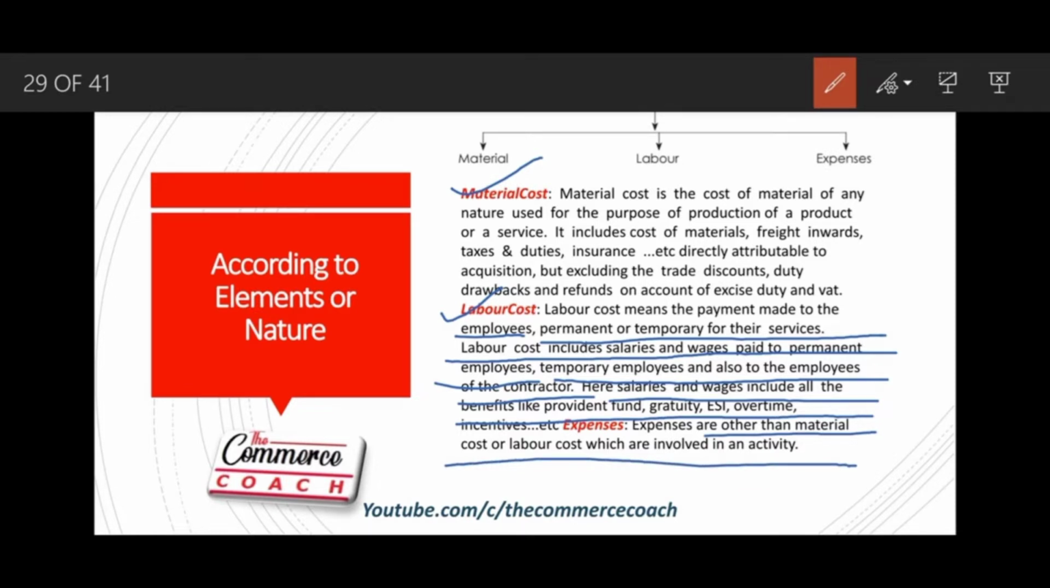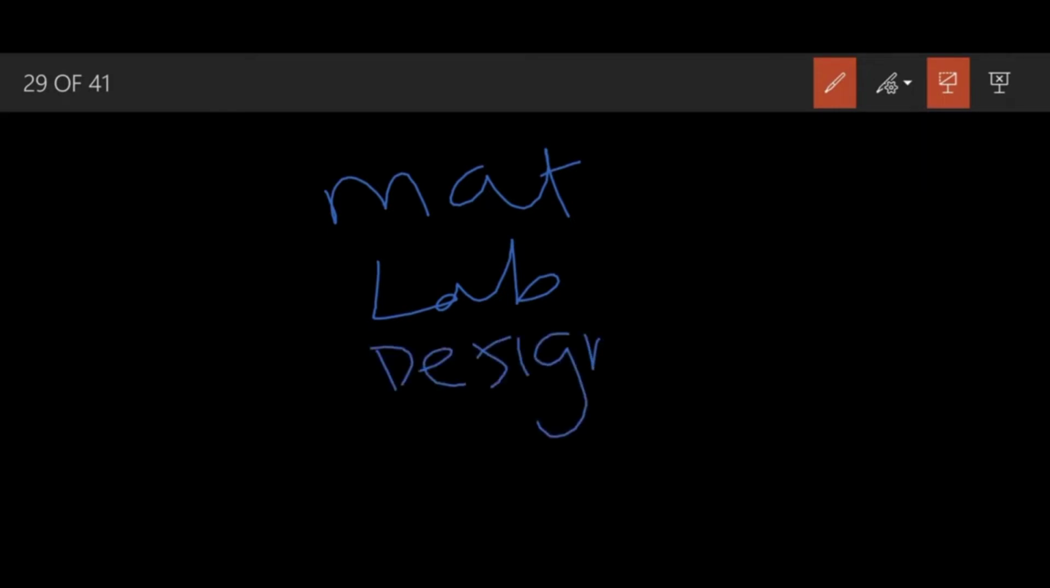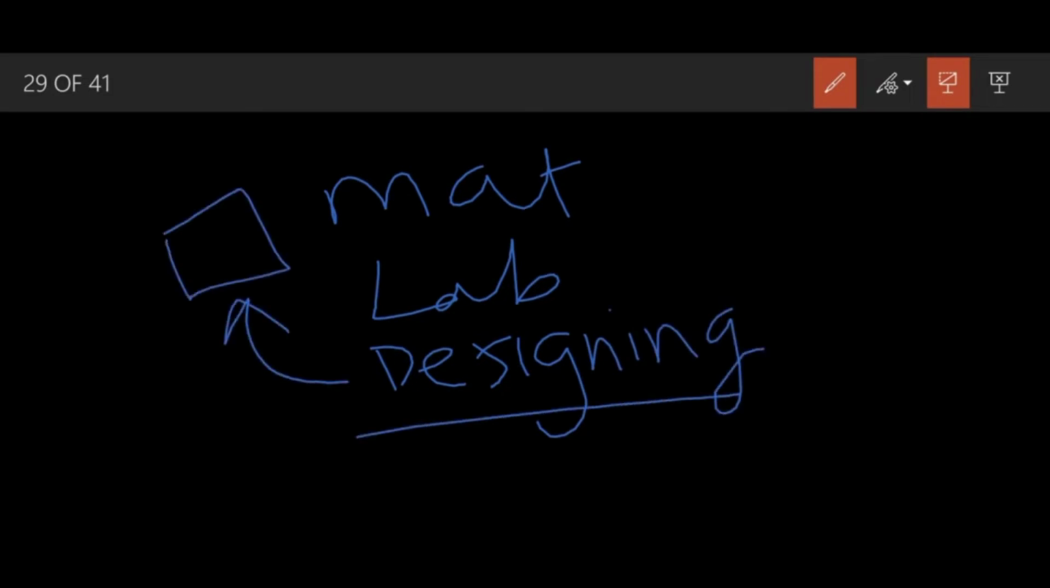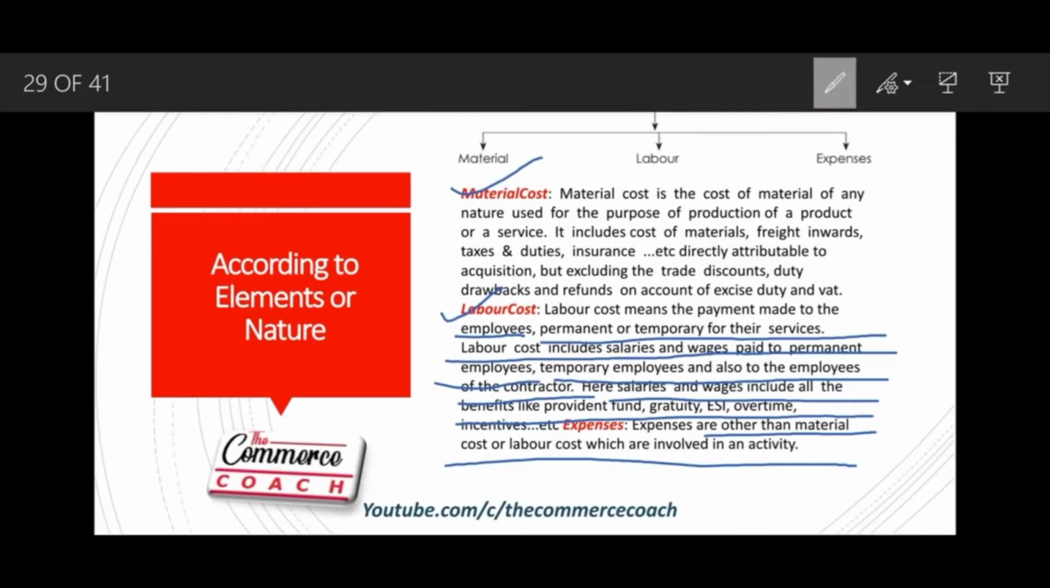Expenses are other than material cost or labor cost which are involved in an activity, and they will also form a part of the total cost to manufacture a box. Suppose it takes material, it takes labor, it also takes expenses. What expenses does it include? Maybe it includes designing expense. We have to design a certain thing to make such a box, or we have to design a place where the box will be made, or we will have a designed plate specially made for this box to be fitted into our machinery. So designing cost will be included in expenses only. Okay, so classification by nature is material, labor and expenses.